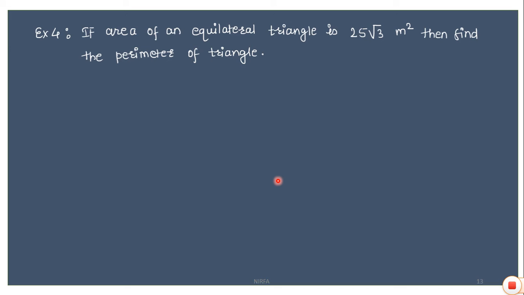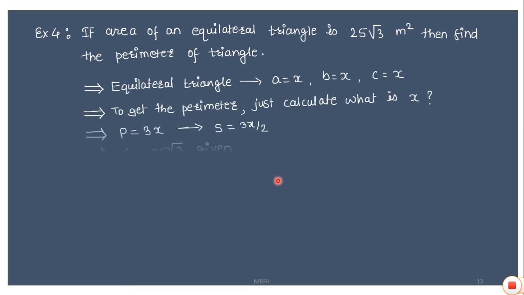Since all sides are equal in an equilateral triangle, which we don't know, suppose that side will be x. Find the perimeter in terms of x. Use Heron's formula and calculate the value of x. After that, we can easily calculate its perimeter. So read the question first, then go with this plan.